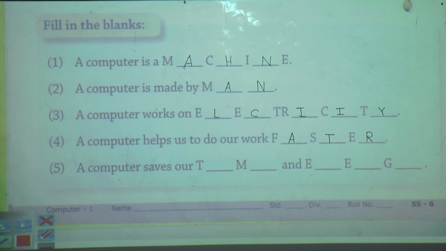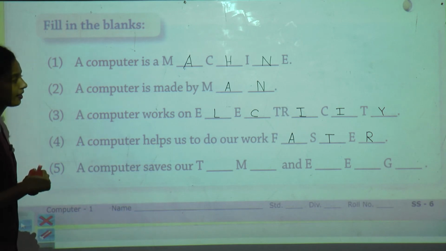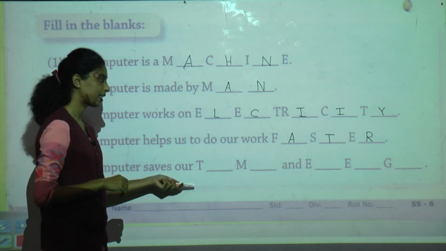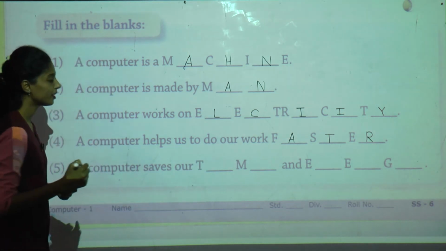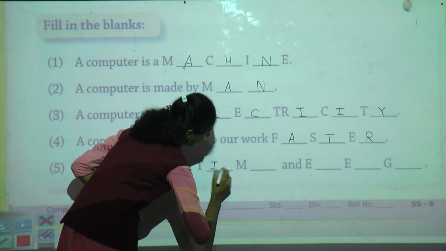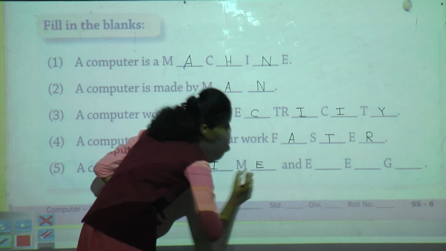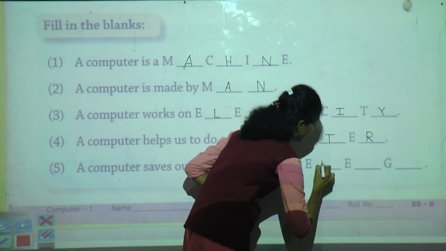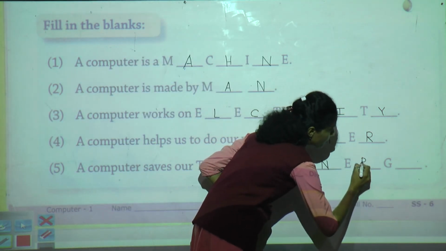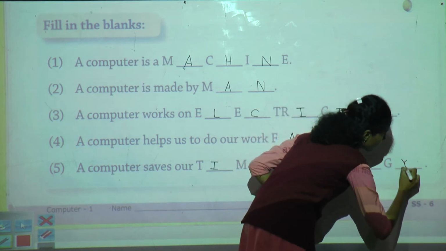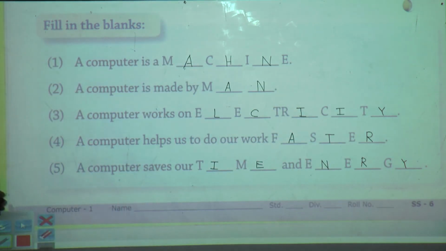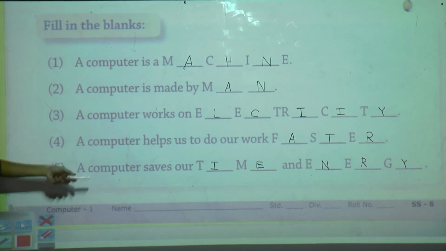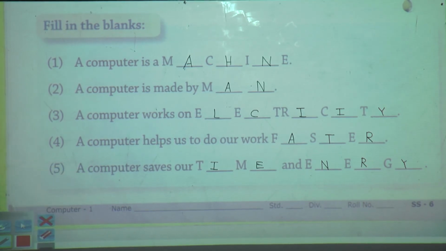A computer saves our dash and dash. A computer saves our time and energy. What is the spelling of time? T-I-M-E. Time and energy. E-N-E-R-G-Y. We have to complete this. A computer saves our time and energy. T-I-M-E. Time and E-N-E-R-G-Y. Energy.